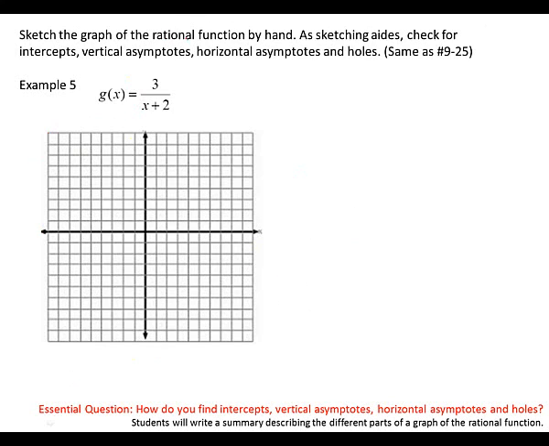Okay, so we're going to sketch the graph of the rational function by hand. As sketching aids, check for intercepts, vertical asymptotes, horizontal asymptotes, and holes. We're going to use all of those things to help us graph today. So let's start with our vertical asymptotes. Where do you get your vertical asymptote from? The denominator. So I take the denominator and set it equal to 0.